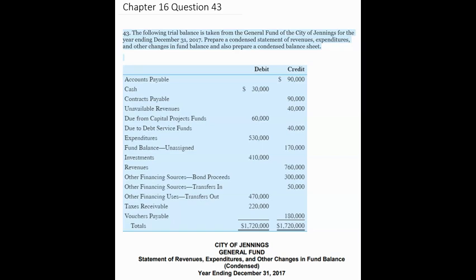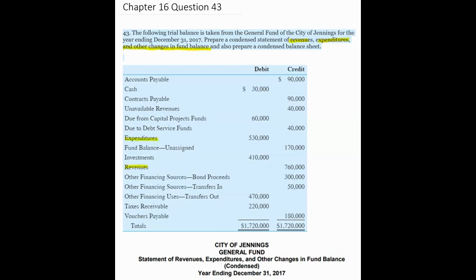this trial balance. So first, let's have a look at those accounts and see what accounts belong to the statement of revenues, expenditures, and other changes in fund balance. So it should include revenues. Okay, so we should include revenues into the statement, also expenditures.